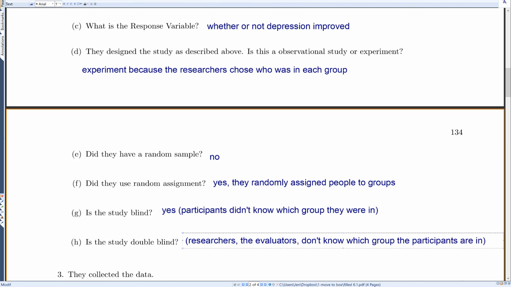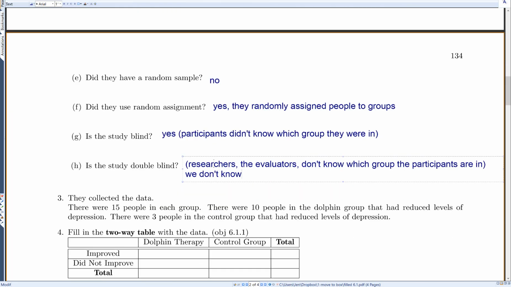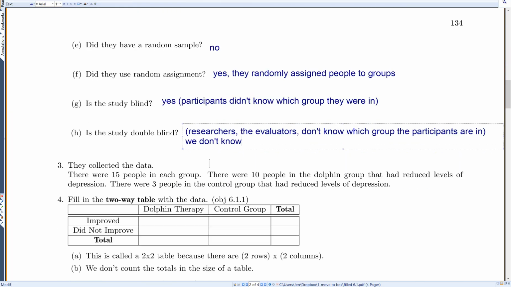And if you go back up and read, it doesn't say anything about whether or not they did, so I would say that we don't know. We like the studies to be double-blind so that the people interacting with participants don't accidentally give something away, or they don't evaluate them differently, or they don't treat them differently.